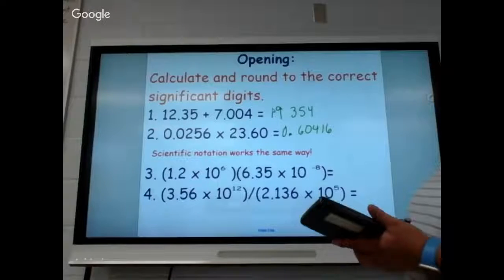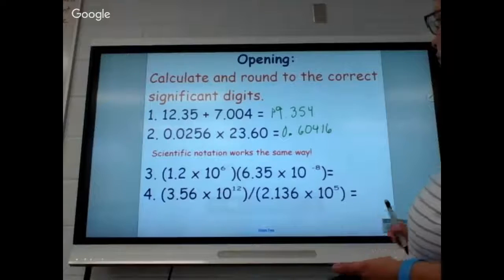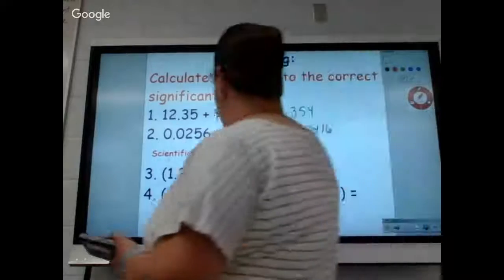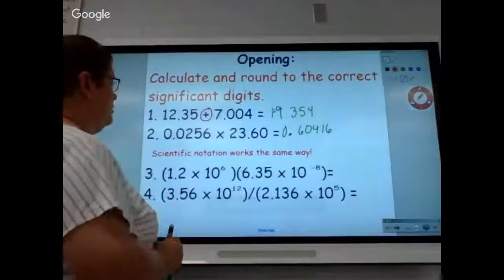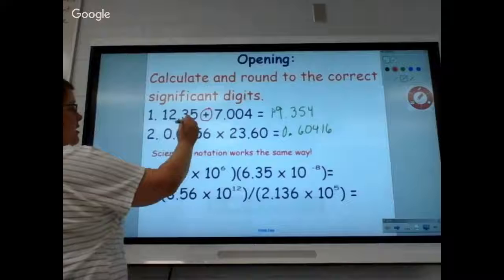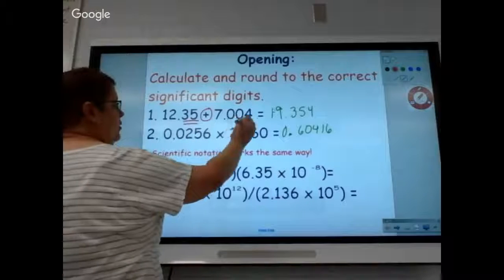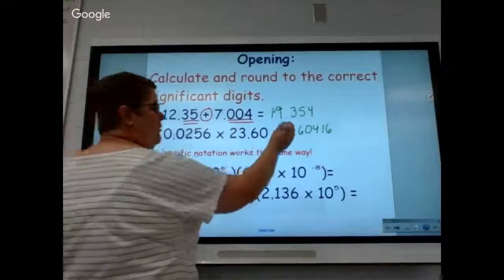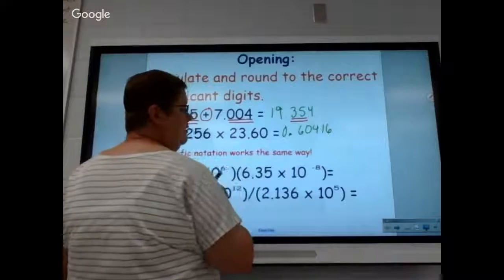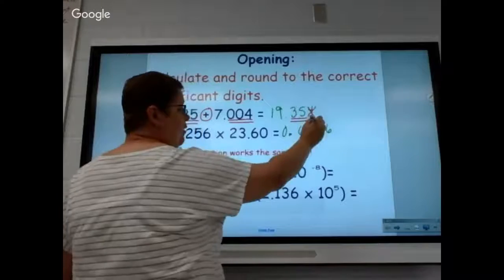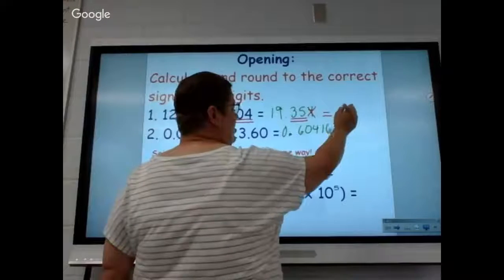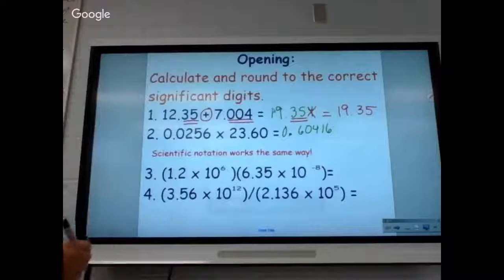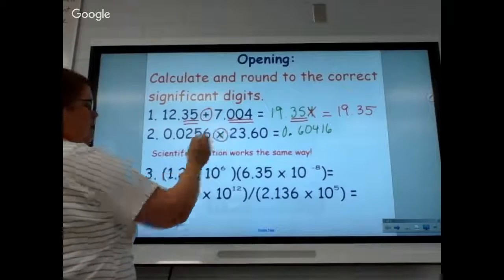So we're rounding based on significant digits. If you look at question number one, it has addition. Addition is based on decimal places. 2 places behind the decimal, 3 places behind the decimal. So we only want 2 places behind the decimal. 2 places behind the decimal are right there. We're dropping off the 4, so we have 19.35.